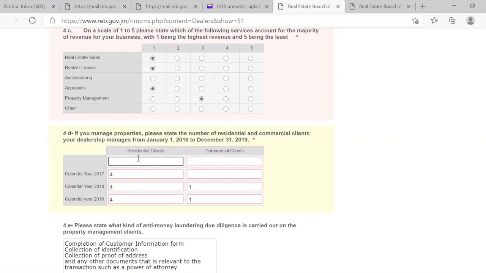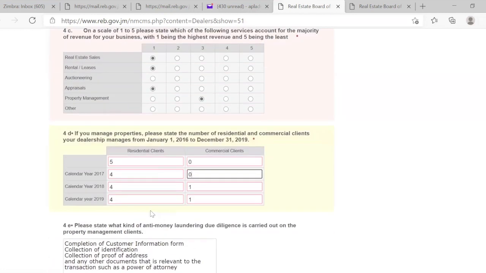So for residential clients or property management, then let's say in 2016 you have 5 residential clients, and there were no commercial, and you put 0. 2017, no commercial, but for residential, you put 0. So depending on the level of business that your company has with property management in these specific years, you can indicate it in the slots here. If you do not carry out property management, you just simply put 0 in all the slots here, and then you proceed, right?